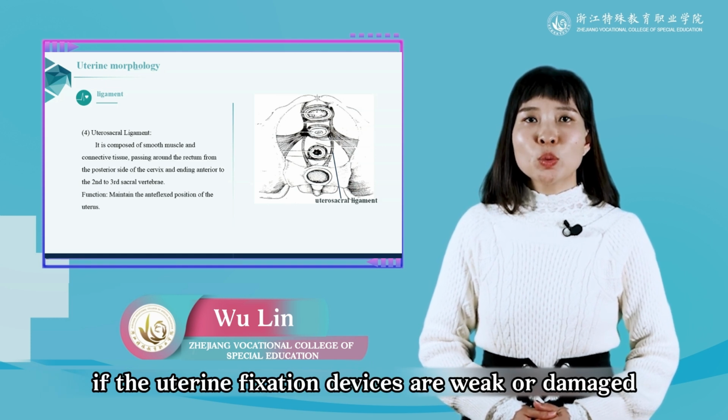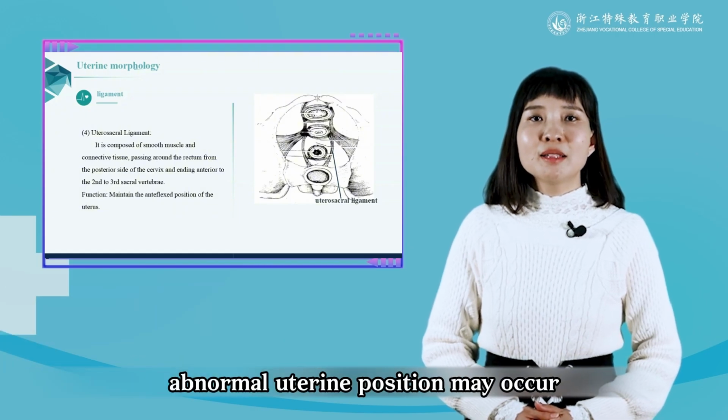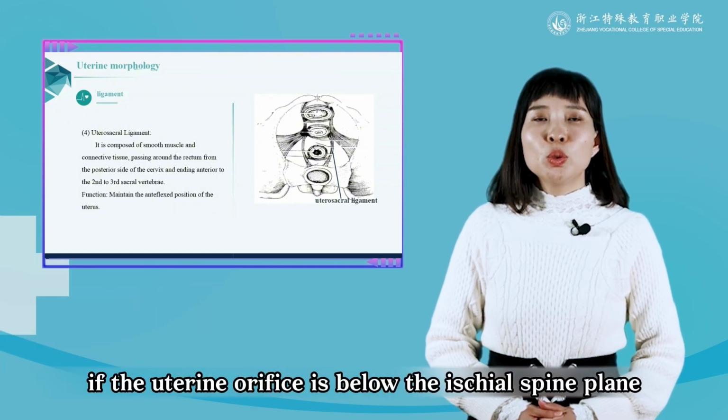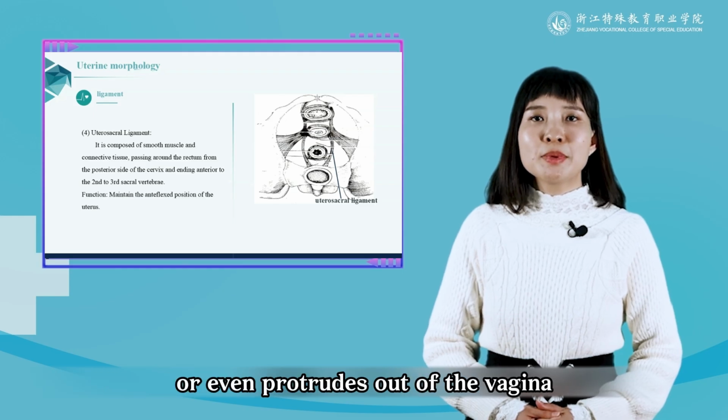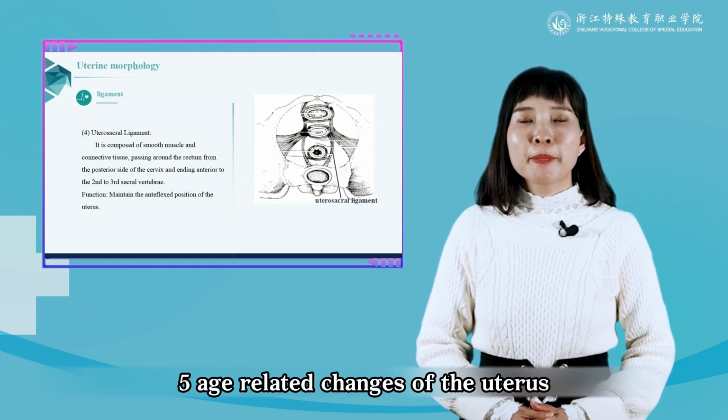If the uterine fixation devices are weak or damaged, abnormal uterine position may occur. If the uterine orifice is below the ischial spine plane or even protrudes out of the vagina, it is called uterine prolapse. 5. Age-related changes of the uterus.